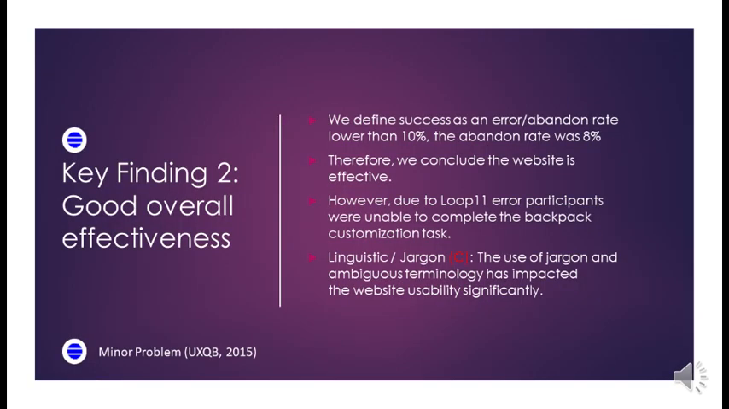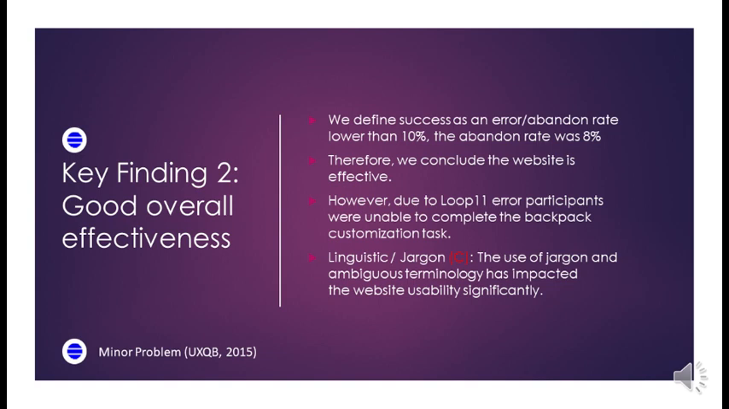Key finding 2: The website had a good overall effectiveness. We defined success as an abandon or error rate lower than 10%. The result was an abandon rate of less than 8%. Therefore, we concluded that the website is effective. However, due to a Loop 11 system error, participants were unable to complete the backpack customization task, which actually works well on the original version.